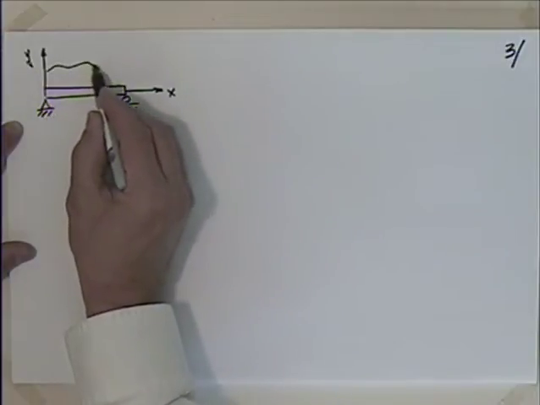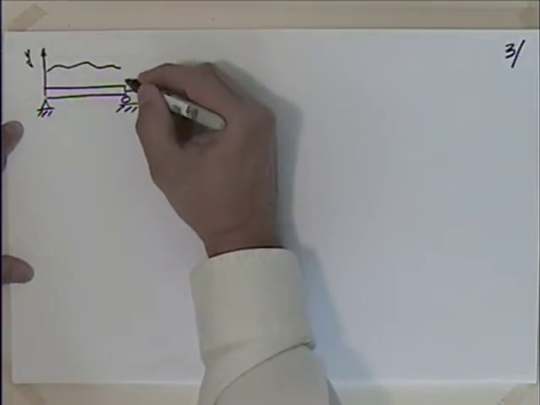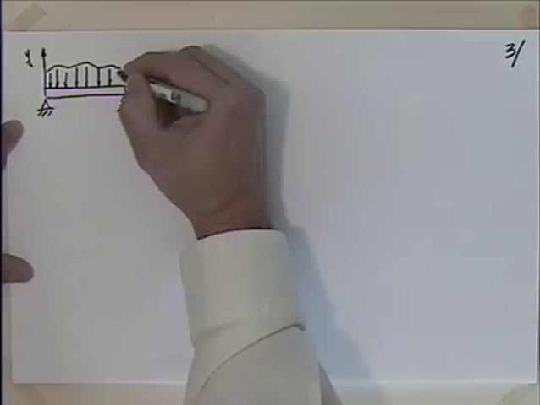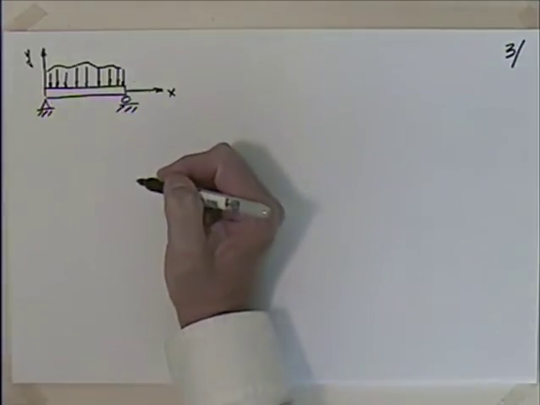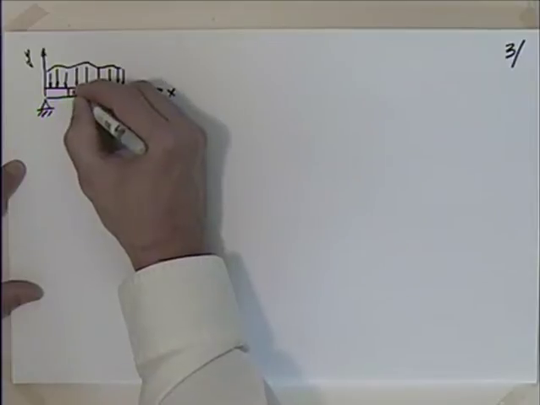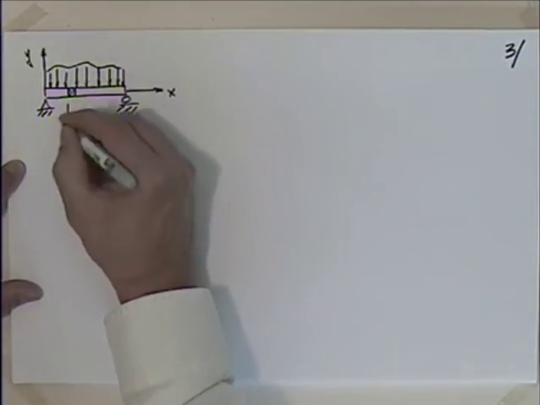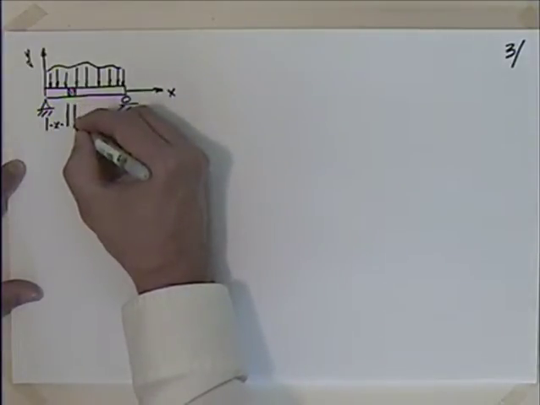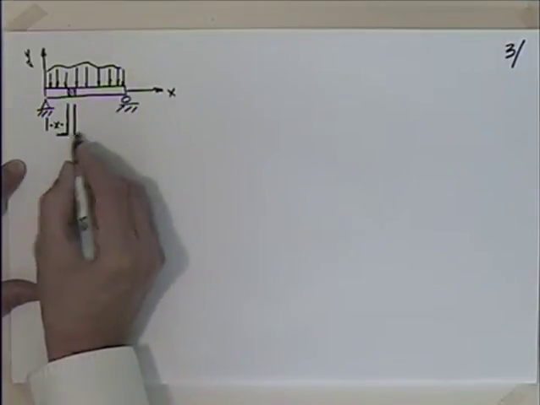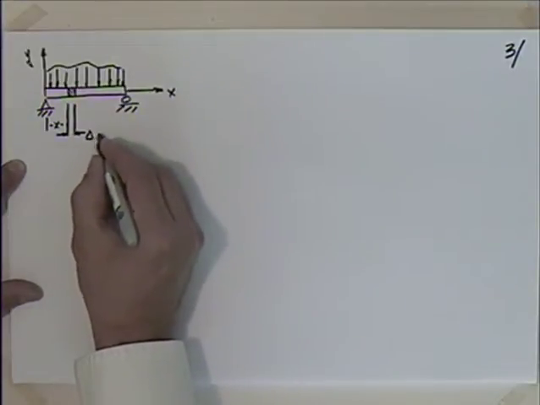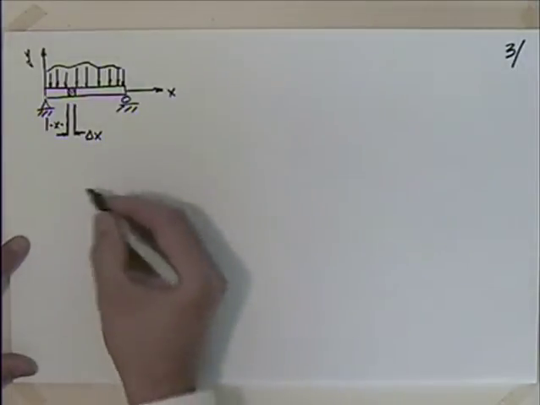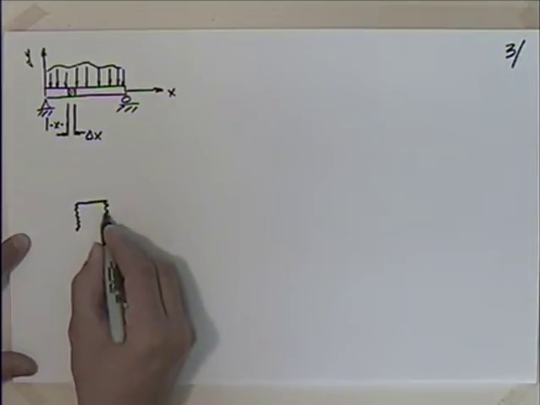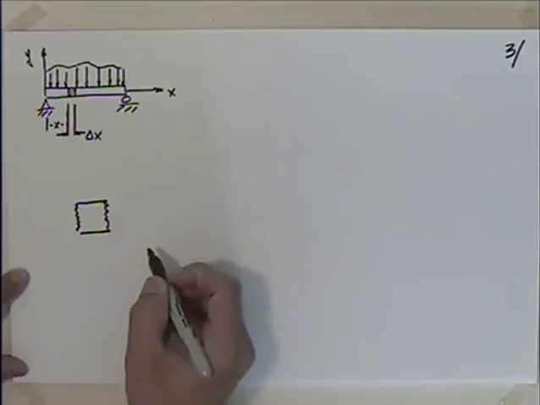I'm going to take some arbitrary load there. It could be constant, trapezoidal, triangular. Look at the load like that. And I'm going to come over here and look at this section right there. I'm going to say that this distance here is X. And then this little distance right here, you can see this coming, this is going to be delta X. So I'm going to pull that little piece out, cut that out, and see what it looks like.